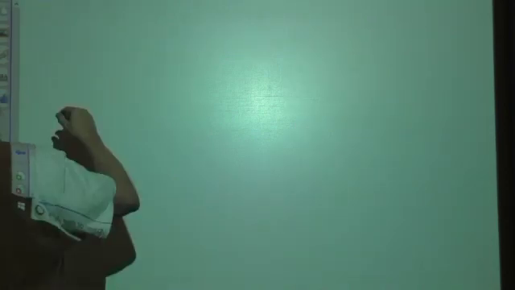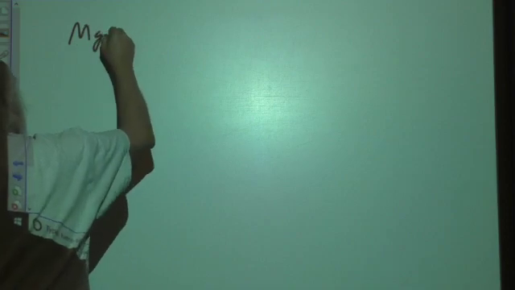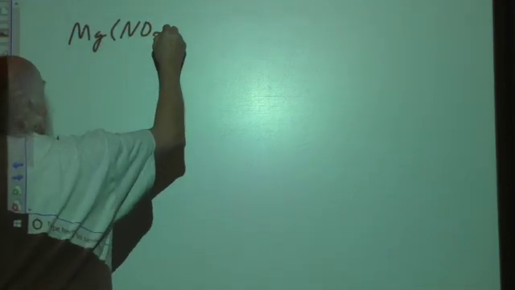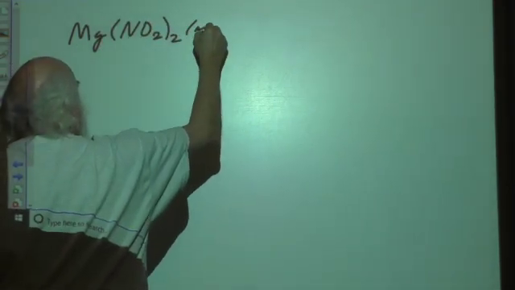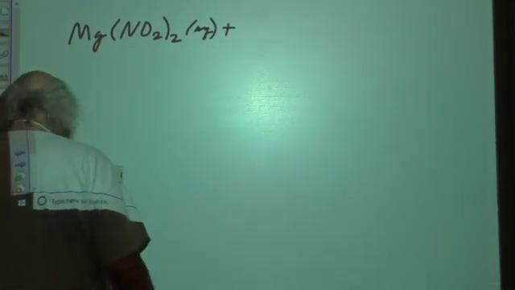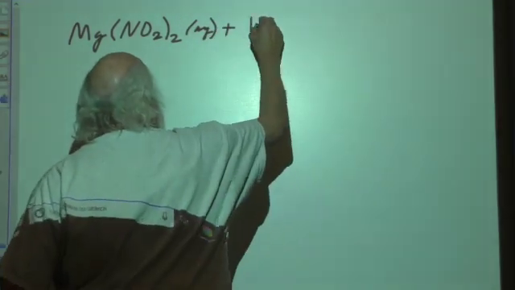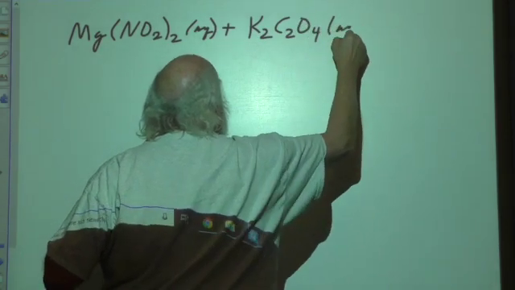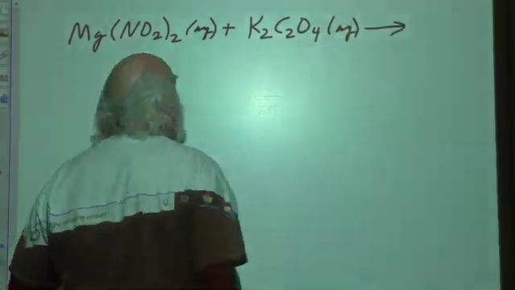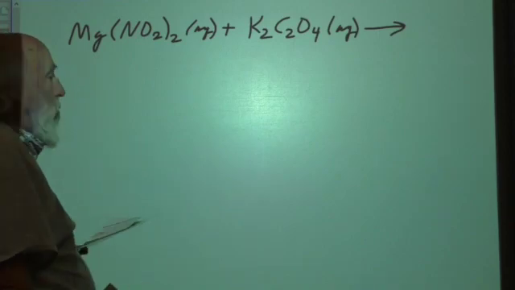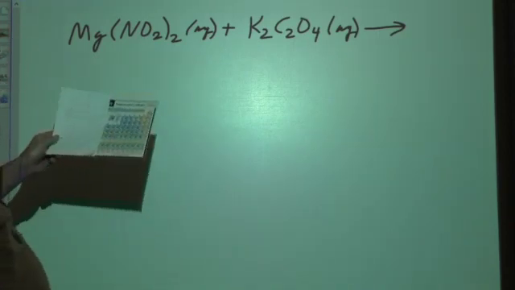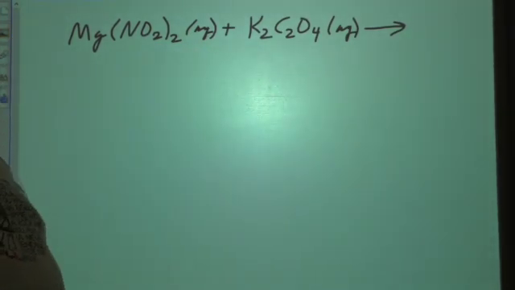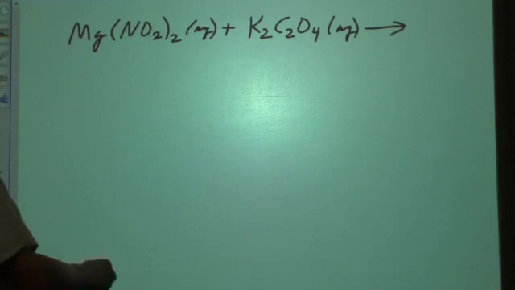Next one. Magnesium nitrate aqueous plus potassium oxalate. What kind of reaction is this? Well, you got 2 aqueous ionic compounds. It has to be double displacement.